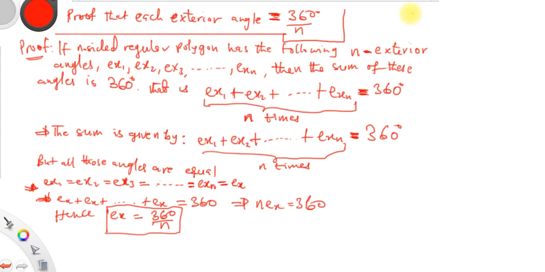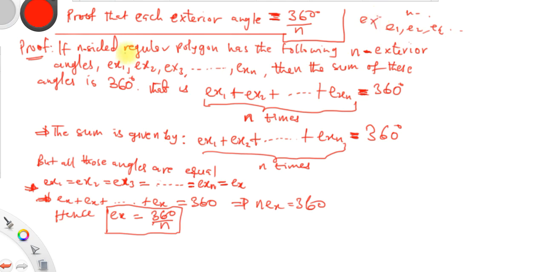So we are considering an n-sided regular polygon with exterior angles E1, E2, E3, up to En, because the number of sides is n. If it is 3, then the first exterior angle will be E1. We are denoting the exterior angle by EX.